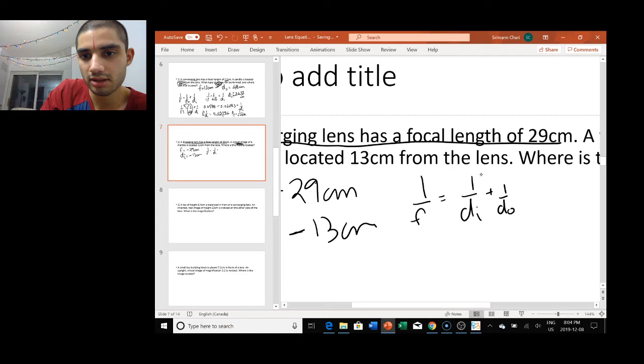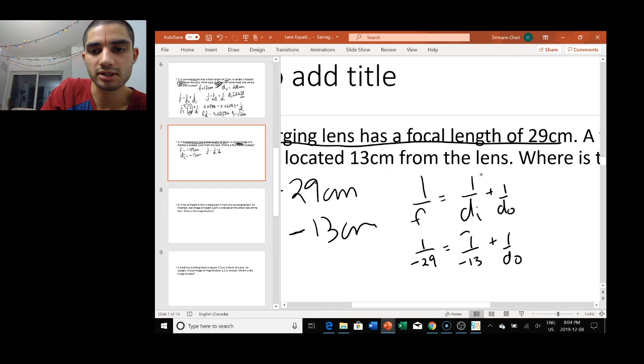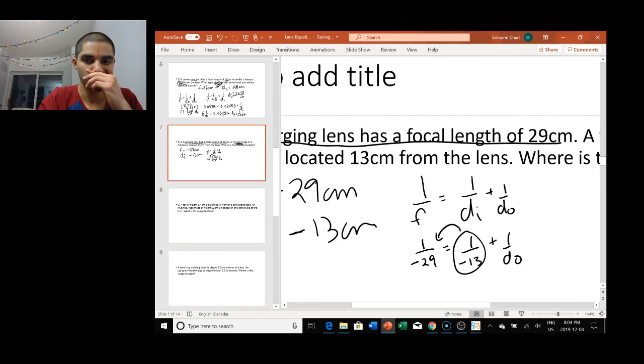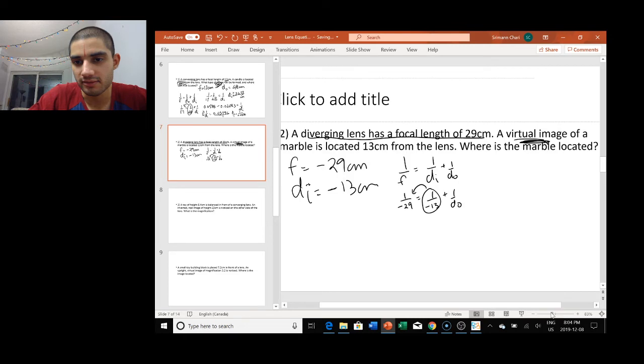Plus 1 over DO. So 1 over negative 29 over negative 13 is 1 over DO. This 1 over negative 13 here. Okay, so this is being negative. It's much better, because it's on the side.